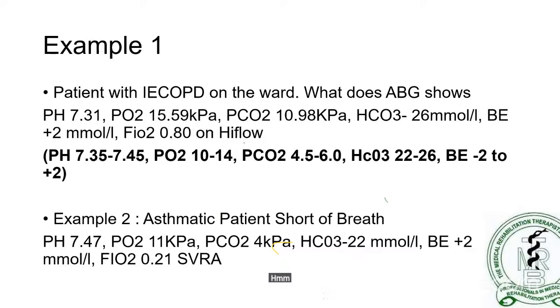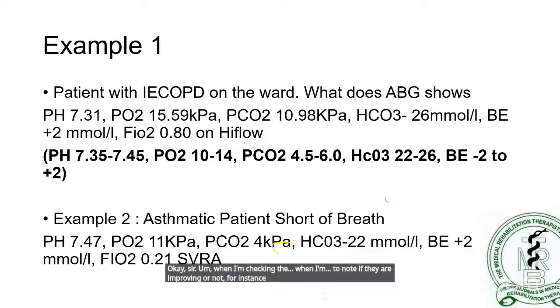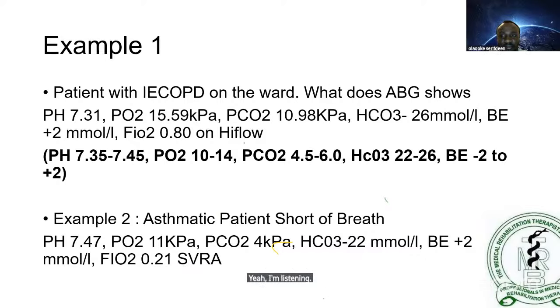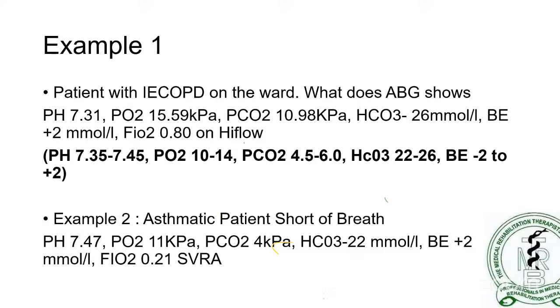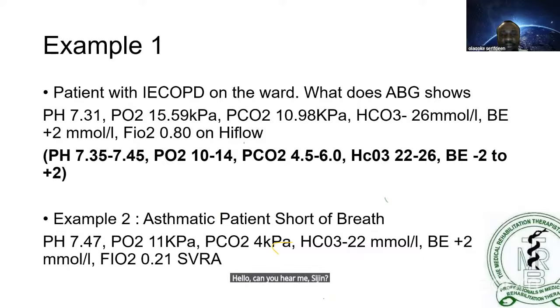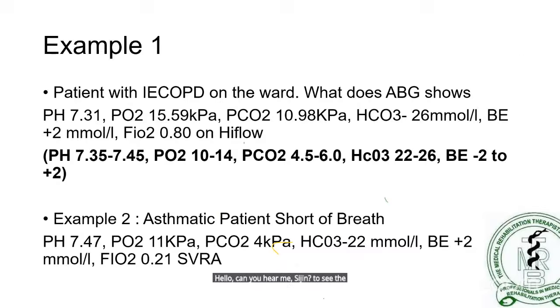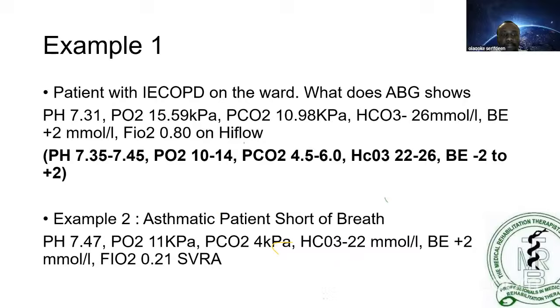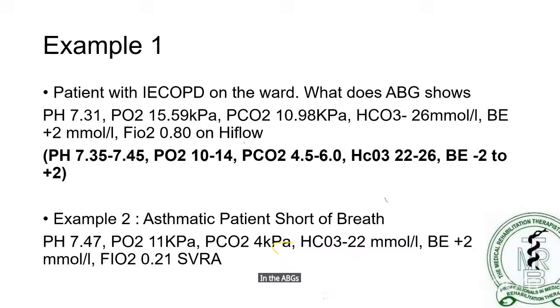When I'm checking to note if they are improving or not, for instance, if the patient is still on oxygen, I should be able to see the PO2 to be. Hello? Yeah, I'm listening. Hello, can you hear me? Yes, ma. You see the PO2 to be around 60, 70 in the ABG. Then the pH should be close to around 7.35, within the range. Okay.